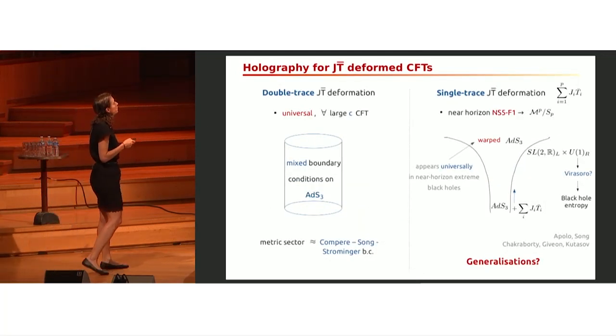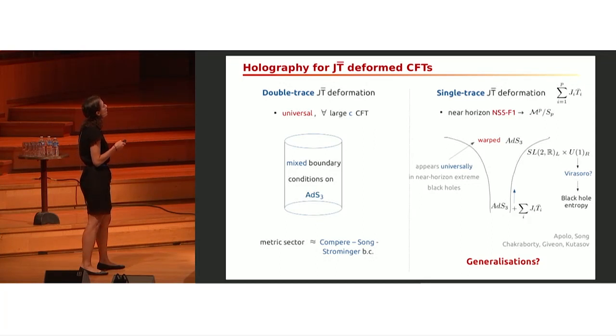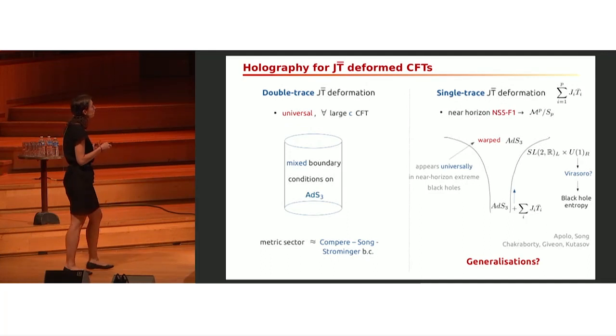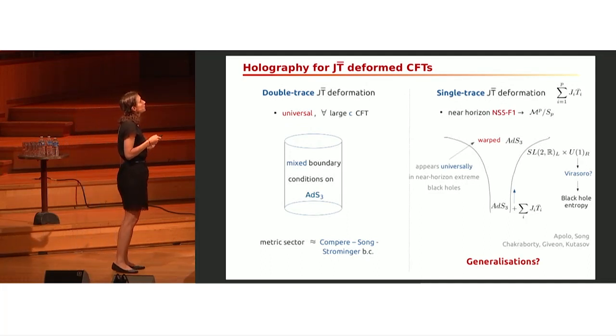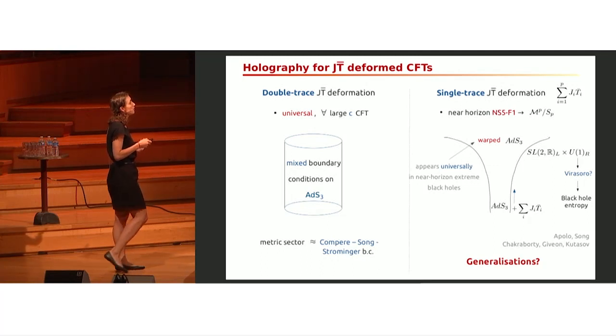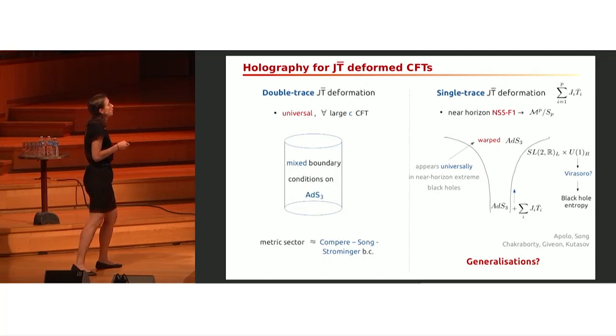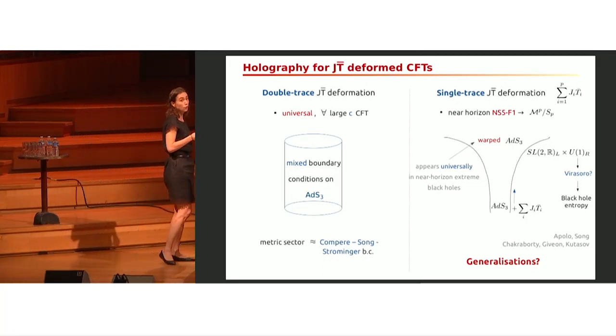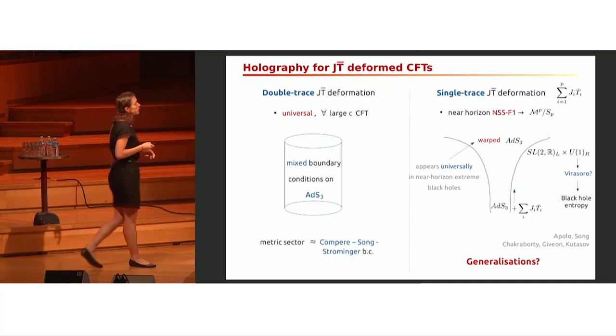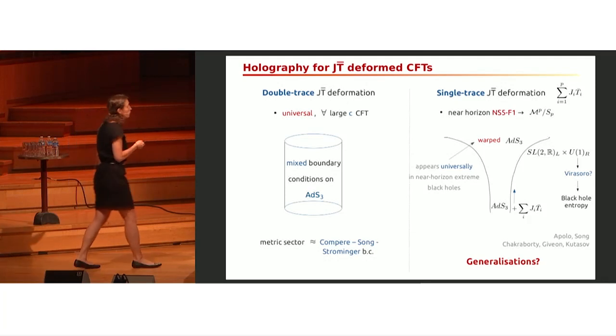So this is just a copy of the previous slide. I replaced TT bar by JT bar. One can do the double trace case, which just gives some mixed boundary conditions on AdS3 I'll talk about. But if one does the single trace JT bar deformation again in this AdS5xS5 setup, what one gets is a spacetime that's AdS3 in the IR and something called warped AdS3 in the ultraviolet. And this sort of spacetime appears universally in the near horizon of extreme black holes. So by understanding JT bar and its single trace generalizations, we hope to be learning a lot about extremal black holes.